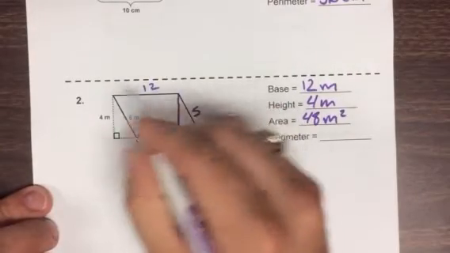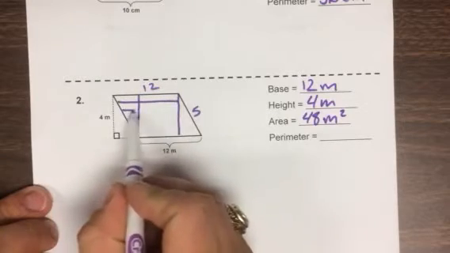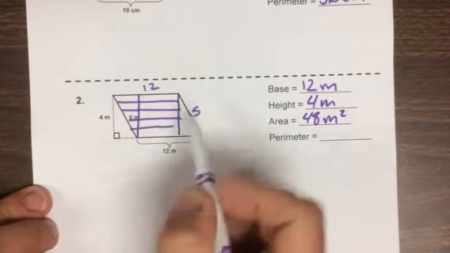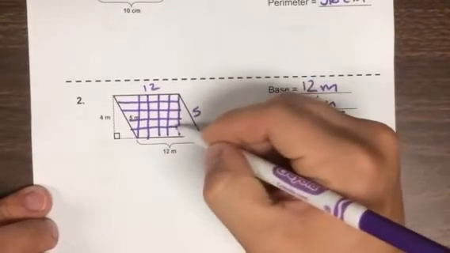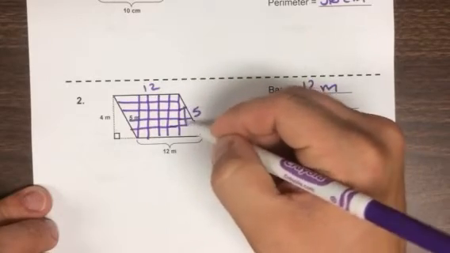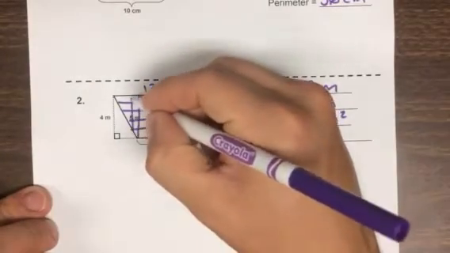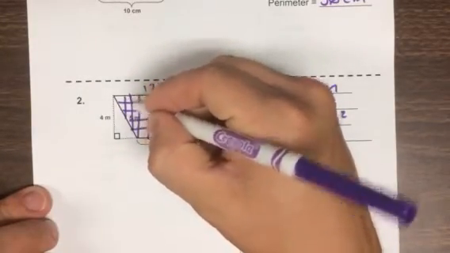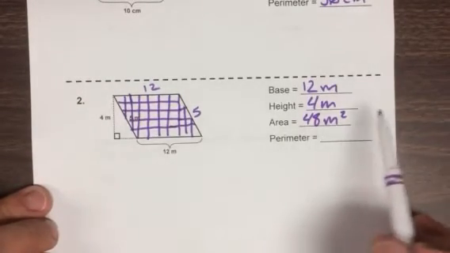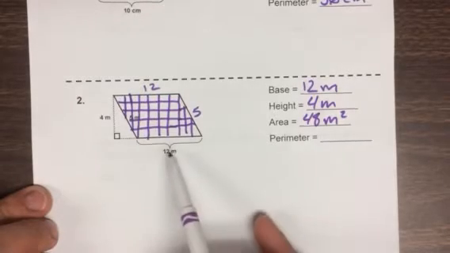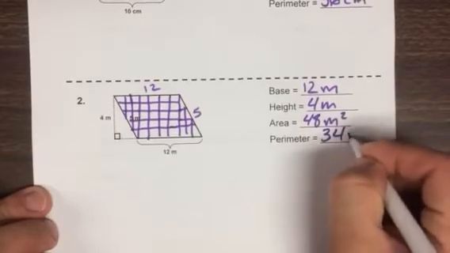So essentially what we're doing is we're making a whole bunch of little square units all the way through here. And according to what we just figured out, it would be a total of 48 squares that are 1 meter by 1 meter. That's our goal, to create that, and that's why we say meters squared. The perimeter, 12 and 5 is 17, 17 and 17 is 34 meters.